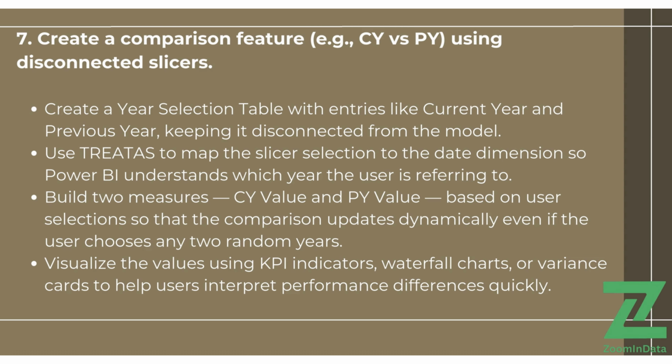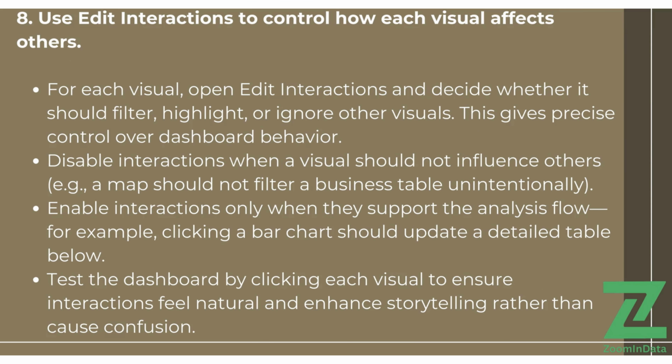Visualize the values using KPI indicators, waterfall charts, or variance cards to help users interpret performance differences quickly. Eighth question. Use edit interactions to control how each visual affects others. For each visual, open edit interactions and decide whether it should filter, highlight, or ignore other visuals. This gives precise control over dashboard behavior.